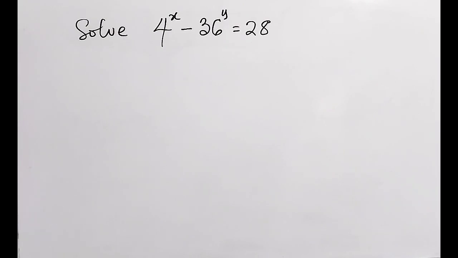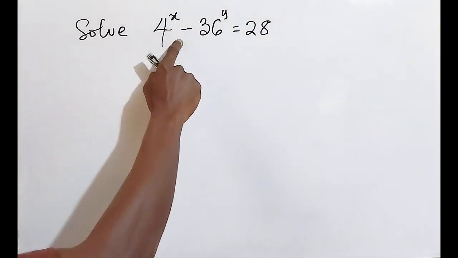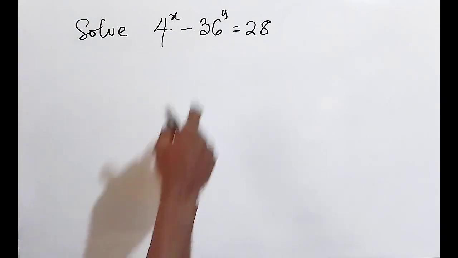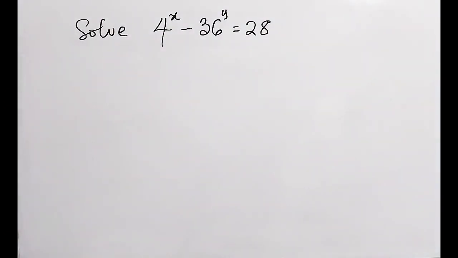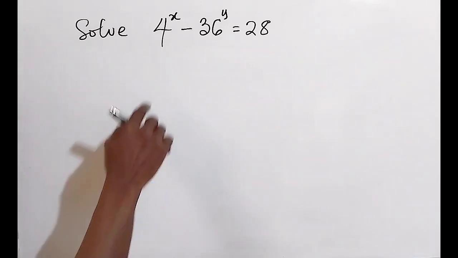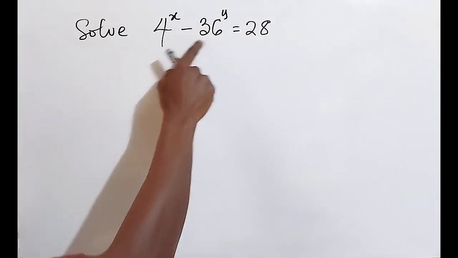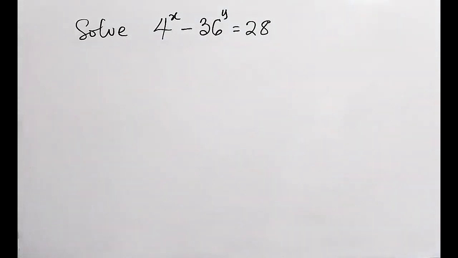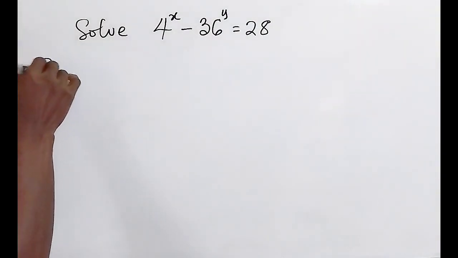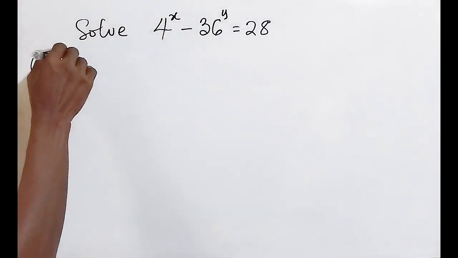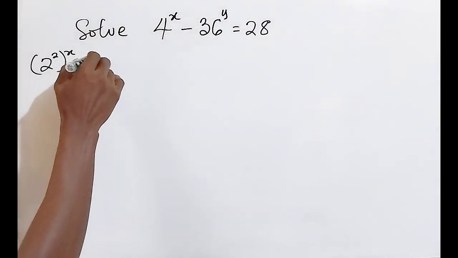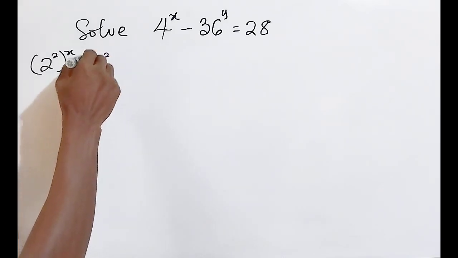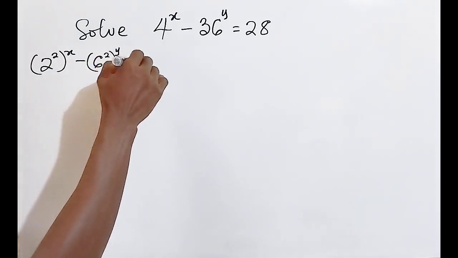Now before us is this Diophantine equation that says solve 4 raised to the power of x minus 36 raised to the power of y equals 28. Alright, for us to solve this, let's reduce these two to the base of 2 and 6 respectively. In that case, we have 2 raised to the power of 2 all raised to the power of x minus 6 to the power of 2 all raised to the power of y equals 28.